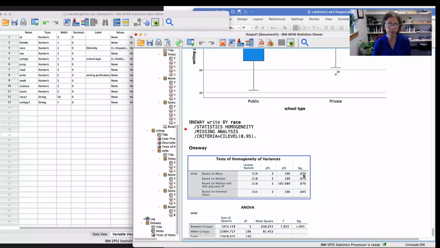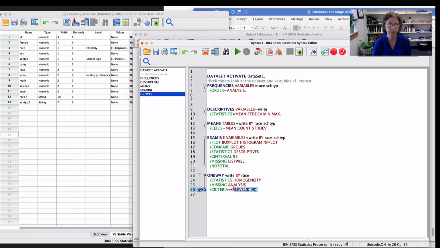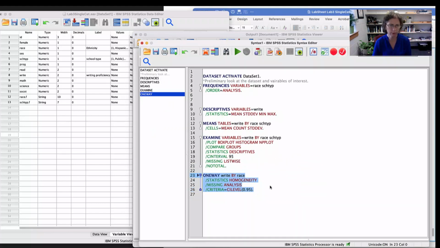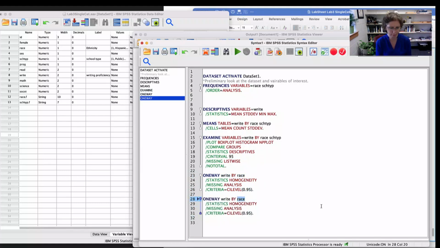Here, we're going to go back to our syntax. Instead of all those clicks, the only thing we really need here is to change the factor. So we want school type.